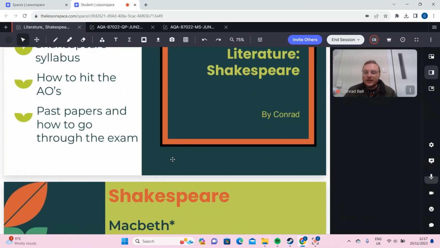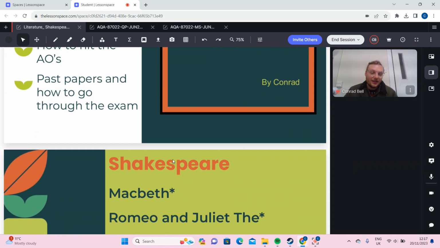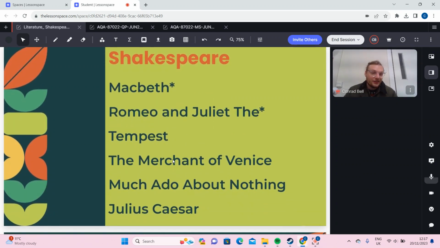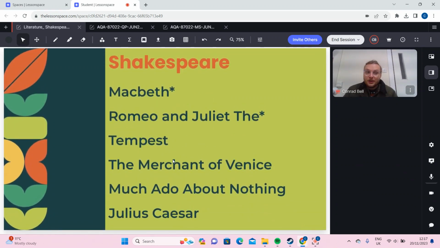So, Shakespeare and his paper is a lot like the 19th century novel one, where you get one big text. So a lot of the skills are kind of transferable between them because it's mainly about analyzing and picking out information. So what we're going to do is we're going to go through this.